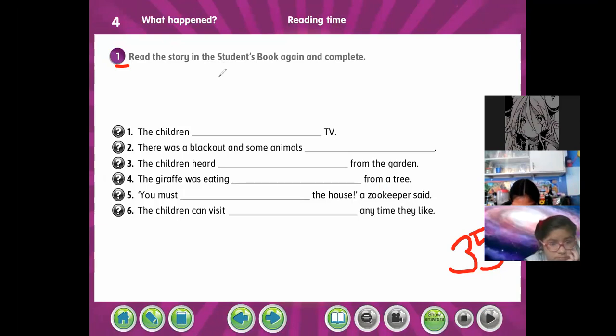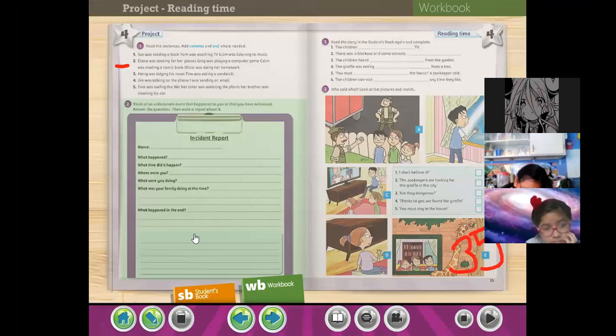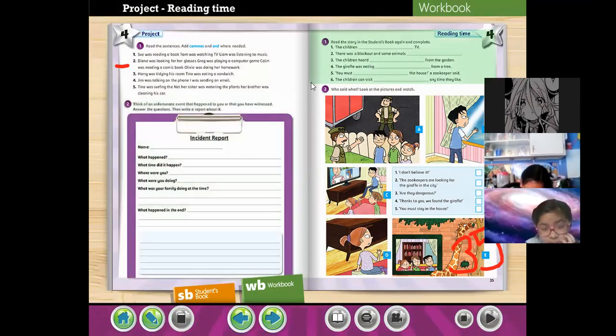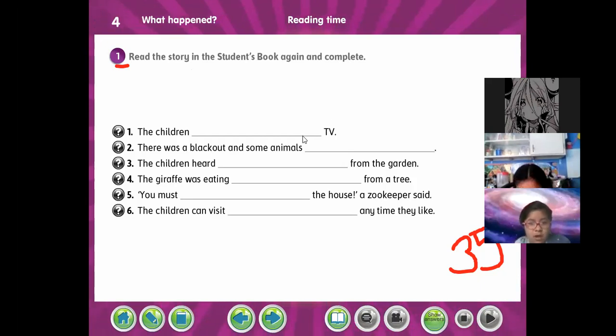Sayed, can you tell me your question? ¿Dónde le ponemos esa X? Sayed, it's in your workbook, boy, workbook. Activity 2, incident report, no, because this is our writing. Okay? This is your writing. Let's go to the 35. Read the story in the student's book again and complete. Do you remember the story of the giraffe escape? Yes, no? When the giraffe escaped from the zoo because of the blackout.